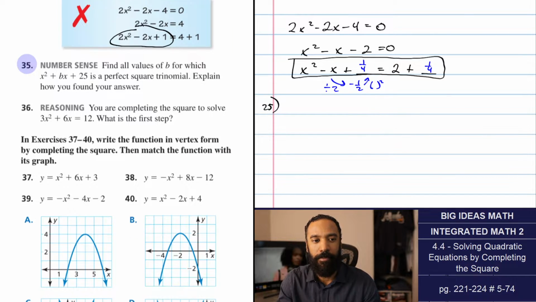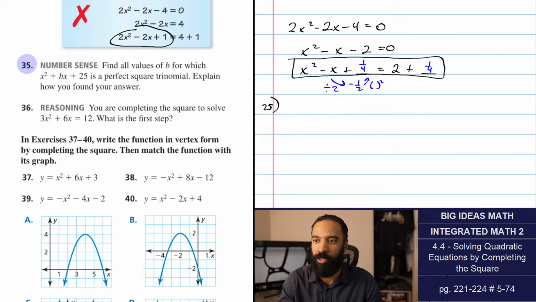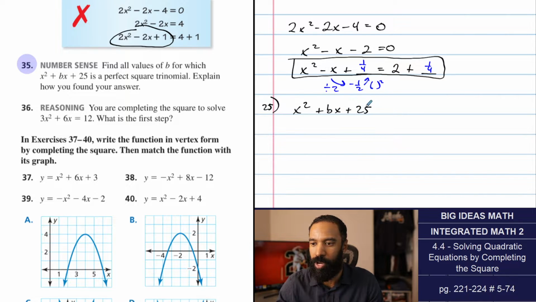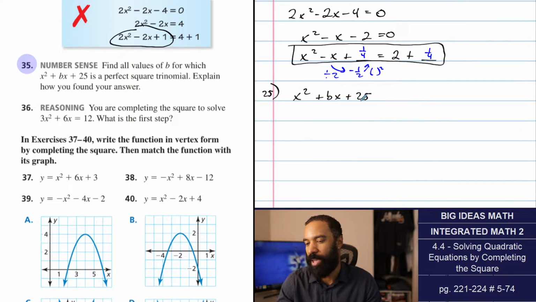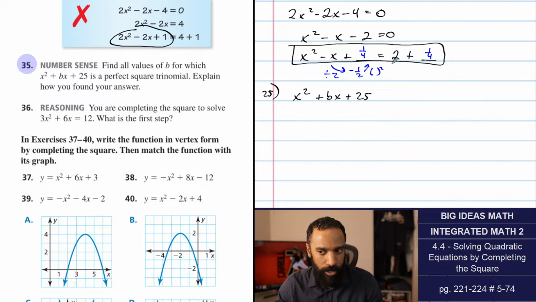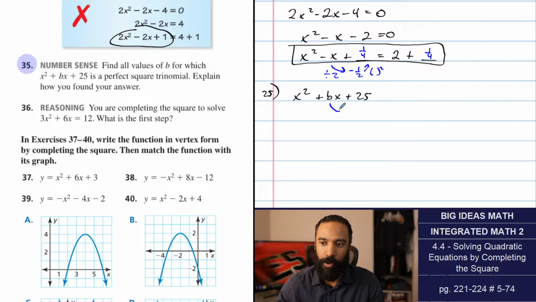All right, number 35, number sense. Find all values of b for which x squared plus bx plus 25 is a perfect square trinomial. Explain how you found your answer. Well, I happen to know what this will be by understanding my perfect square trinomials, but let's go in a different format here. They've shown you algebraically so. I mean, we can look at it in this format as well.